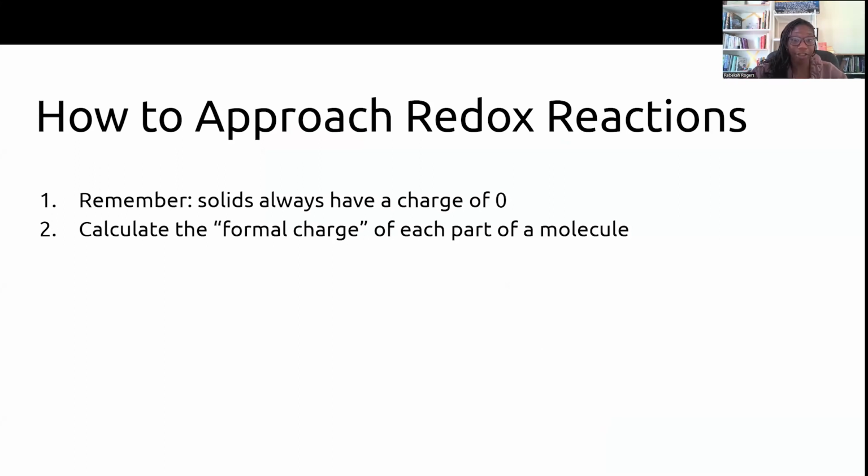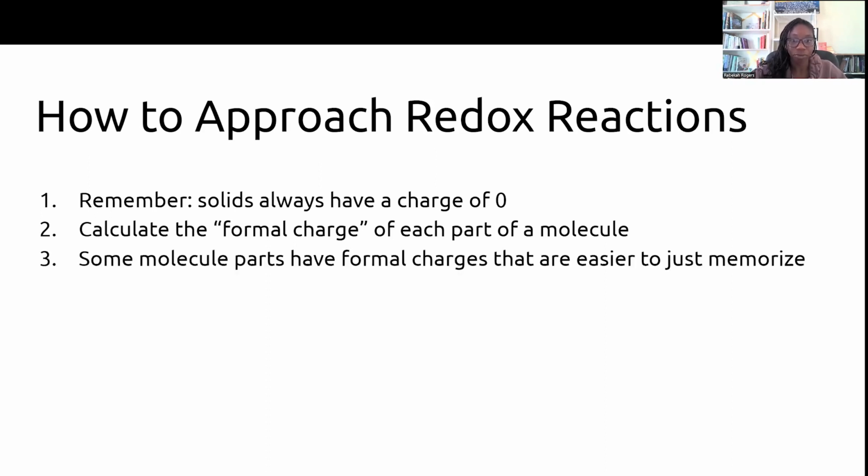You have to calculate the formal charge of each part of the molecule. When I say the part of a molecule, I don't mean the elements. You have to determine whether it's an individual element that's moving, or whether it's two or more elements bound together that are all moving as a unit.